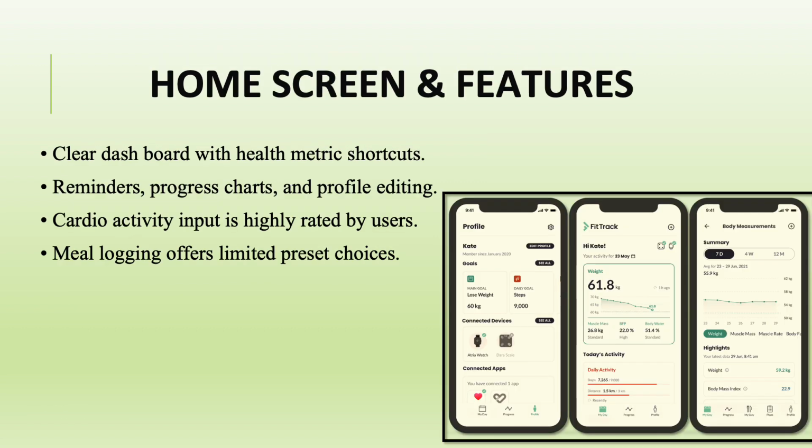Home screen and features: a clear dashboard with health metric shortcuts, reminders, progress charts, and profile editing. Cardio activity input is highly rated by the users. Meal logging offers limited preset choices. As you can see, you can log your weight, review your progress charts, edit your profile, and use the health metric shortcuts. It's very straightforward and very clear.